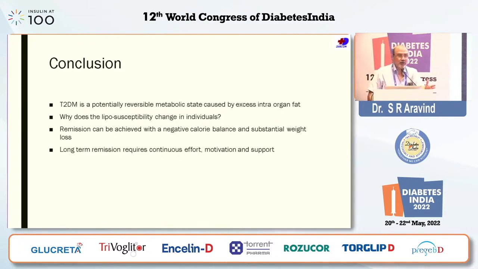I had gone through the same thing, you know, put on weight, and then in 6 months I lose weight. And again, it's a yo-yo effect, and invariably you end up eating, or you find excuses to eat. So long-term remission requires continuous effort, motivation, and support. That's the most difficult thing.